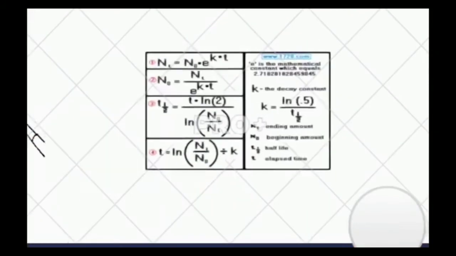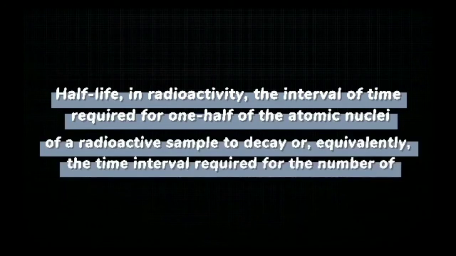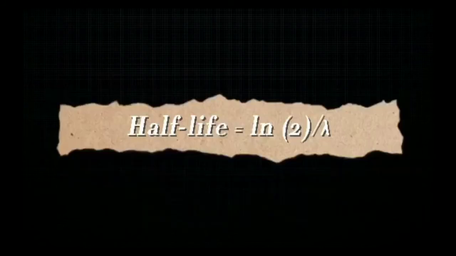Next, the half-life. The half-life is the interval of time required for one half of the atomic nuclei of a radioactive sample to decay, or equivalently the time interval required for the number of disintegrations per second of a radioactive material to decrease by one half. To find the half-life, half-life equals the natural log of 2 divided by the decay constant.